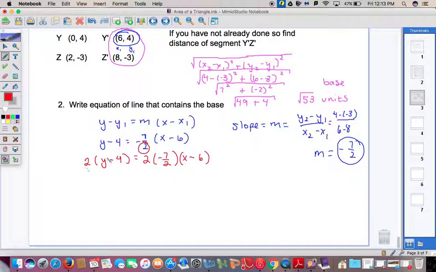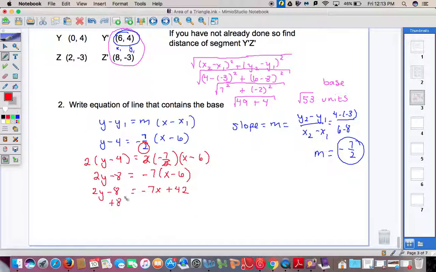And when I do that, I simply have 2y minus 8 because I'm going to distribute, is equal to, and on this right side, my 2's cancel. And because they cancel, I am left with negative 7 times x minus 6. Okay, now I can distribute on the right side of my equation, which would be negative 7x plus 42. So I have 2y minus 8 equals negative 7x plus 42.